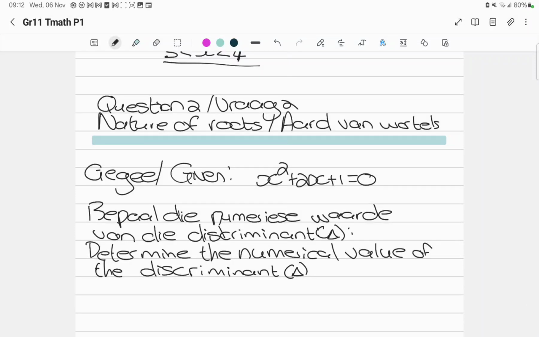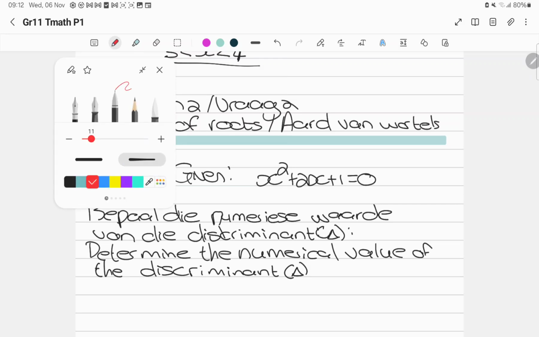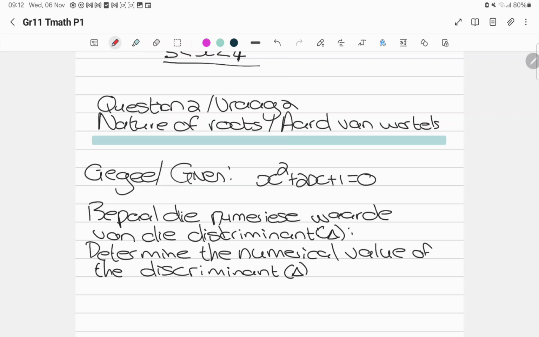So in this video we're going to look at the nature of roots, die aard van die wortels. Remember, whenever it gets to question 2, we always have nature of roots, always at the end of question 1. But you need to use this formula: your discriminant, your triangle, equals b squared minus 4ac. So if you don't even know what to do, this is what you always need to do.